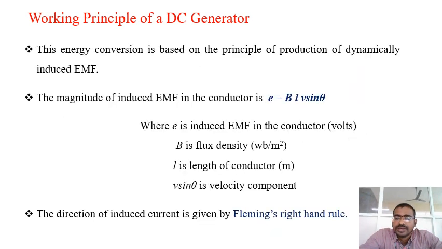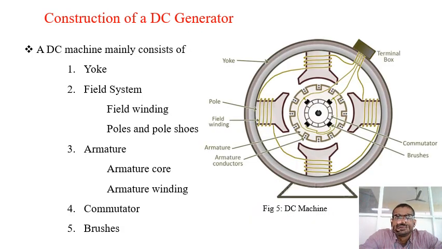Mechanical energy is converted into electrical energy with the help of this generator. This conversion is based on the principle of production of dynamically induced EMF. The magnitude of induced EMF is given by E = BLV sin theta, where E is the induced EMF in the conductor, measured in volts, B is the flux density, measured in Webers per meter square, and L is the length of the conductor, measured in meters. V sin theta is the velocity component, and the direction of induced EMF is given by Fleming's right hand rule.